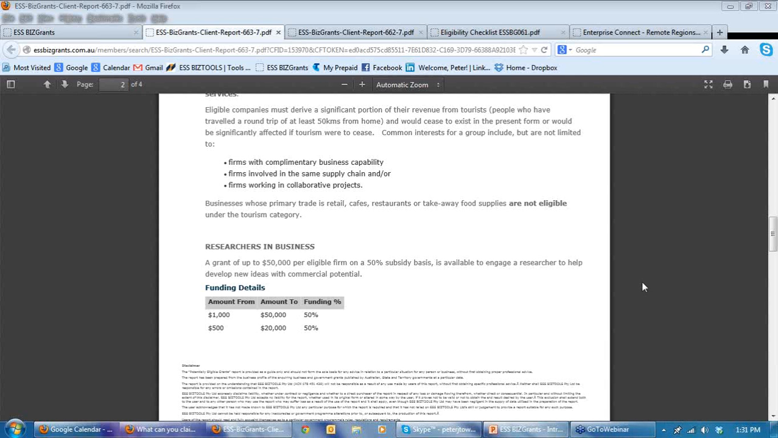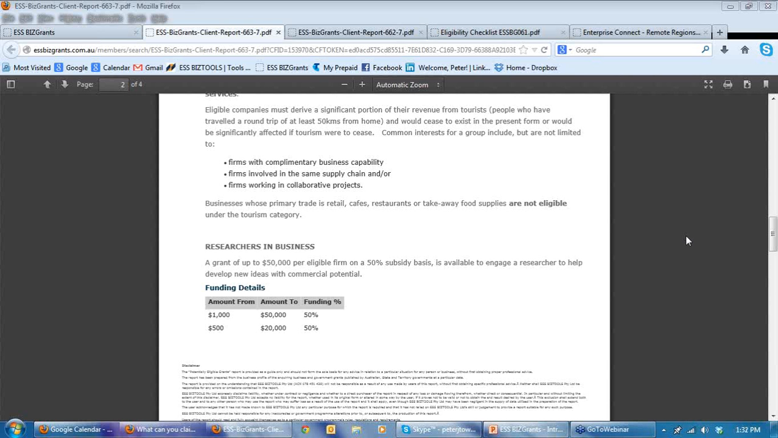So I haven't seen any questions, so hopefully you've got a better idea now of how ESS BIZGrants operates. There are hundreds of government grants included in the system, which will give you the ability to be very proactive in servicing your clients' requirements by being able to suggest grants to them that they could apply for.